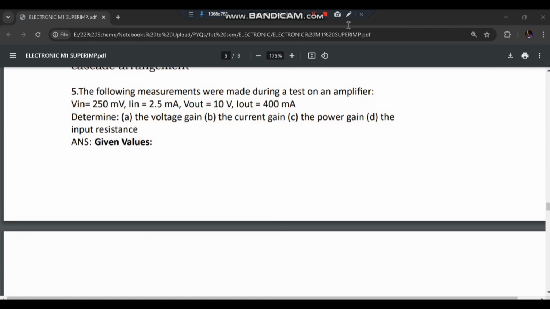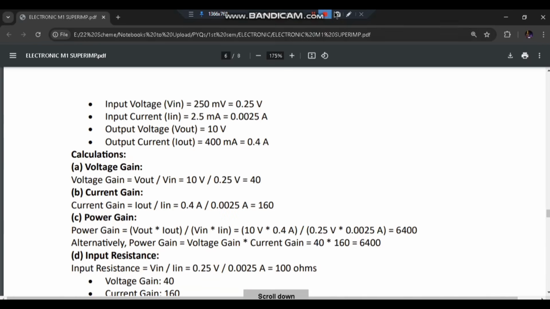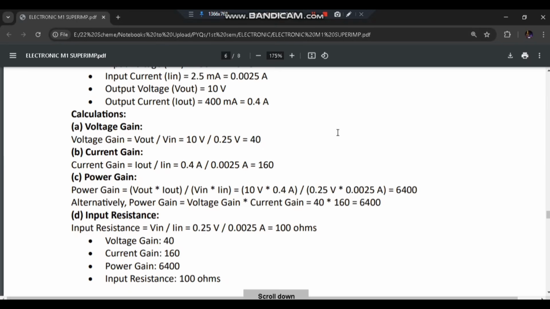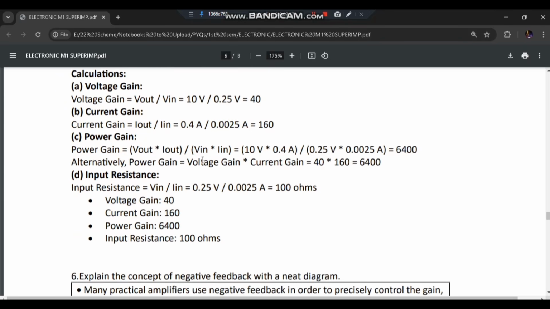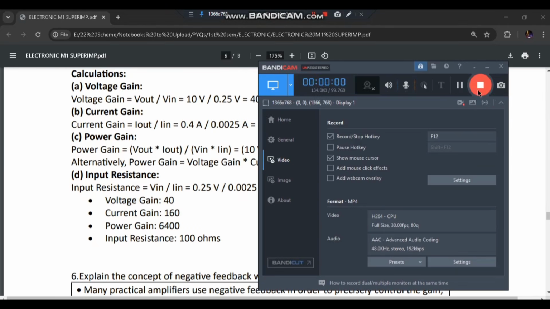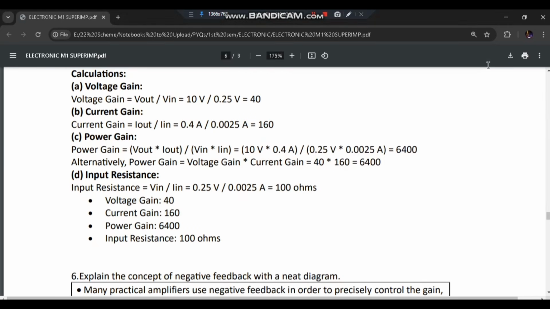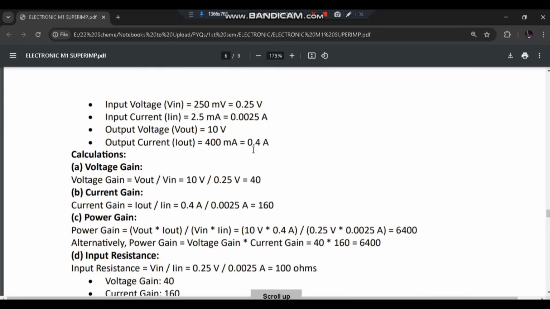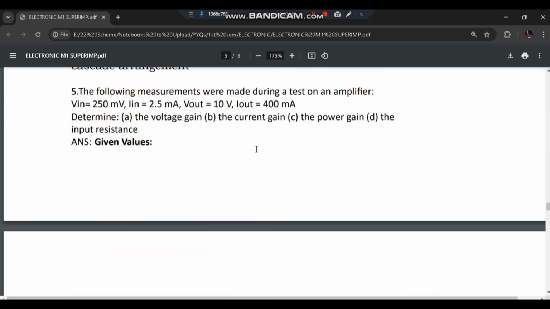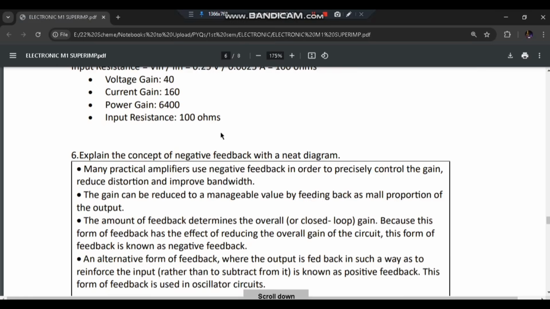So let's have a look. Firstly, there are four things they have given: the input and output voltage and current. Voltage gain is equal to V out by V in, so we get 40. Current gain is I out by I in, that is 160. Multiply 40 and 160 and we get the power gain. Now what is the input resistance? Input resistance is V in by I in, and that will be 100. This is the input resistance they had asked. We take V in by I in because for input resistance you have to consider the input voltage and input current. So this is an important numerical, don't miss this one.